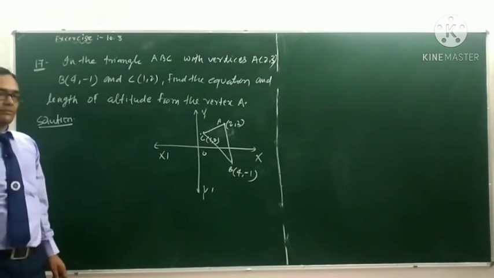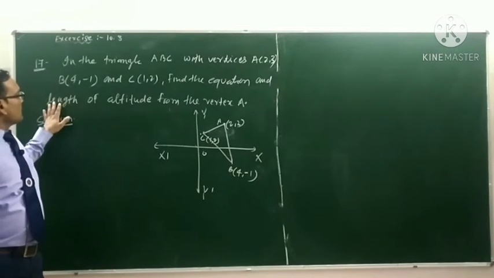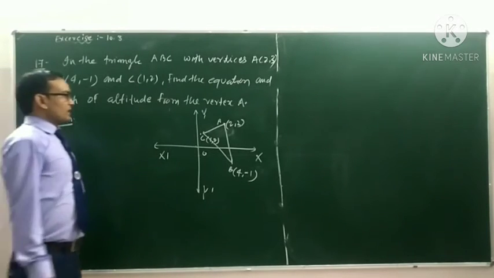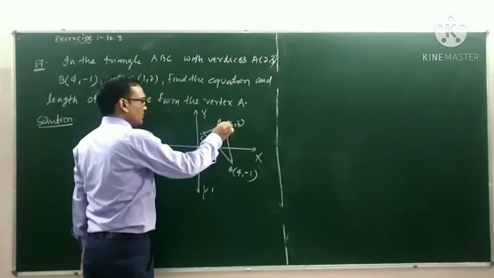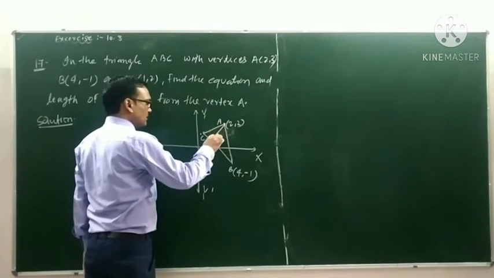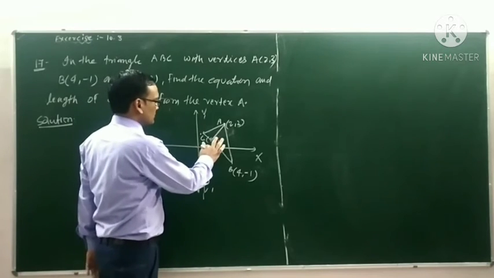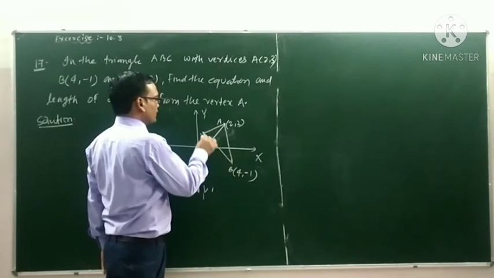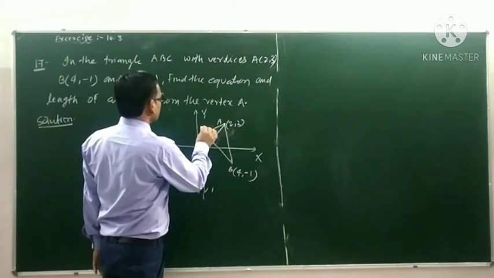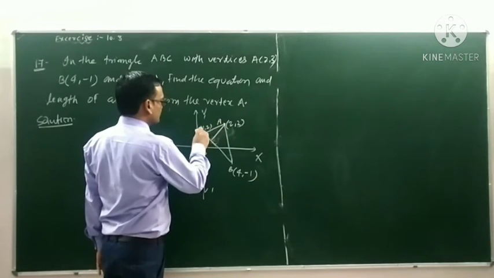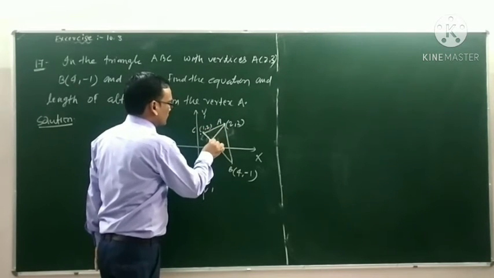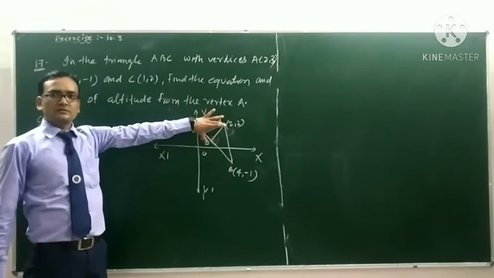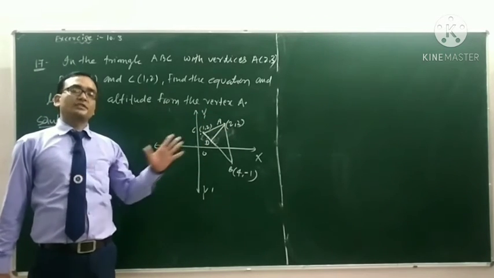Okay, students. Length of altitude and equation of the altitude from the vertex A. Here, vertex A is here. We draw a perpendicular on BC. Suppose that this point is D. We find the equation of AD and length of AD in this question.